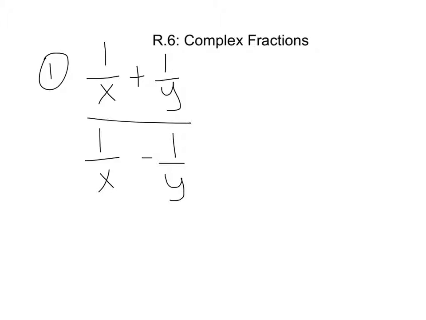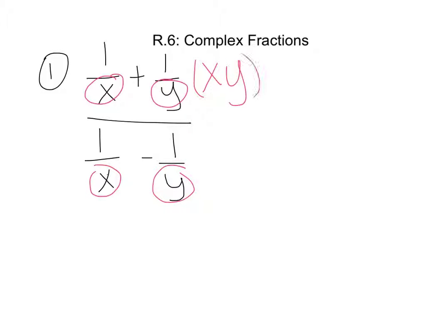So the reason it's a complex fraction is because there's fractions on the top and the bottom of the fraction. It's like a fraction within a fraction. And what we want to do is find the common denominator, the least common denominator of every single term. So we've got x, y, x, y. The thing that would get rid of all of those for us would be just an x times a y. So we are going to multiply every single term by x times y.